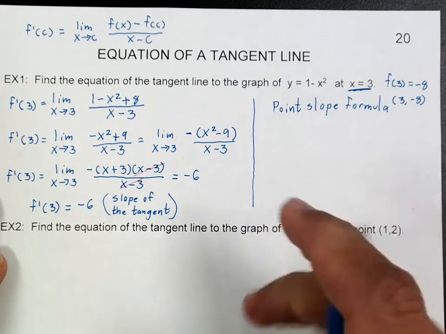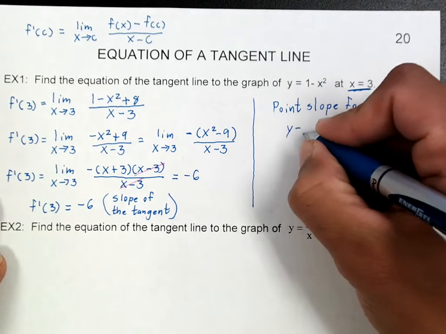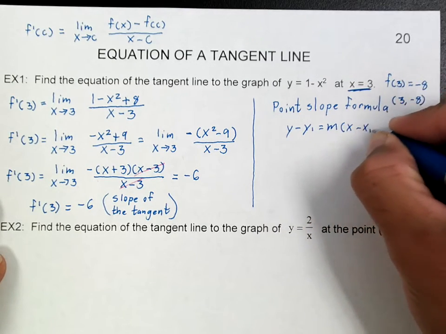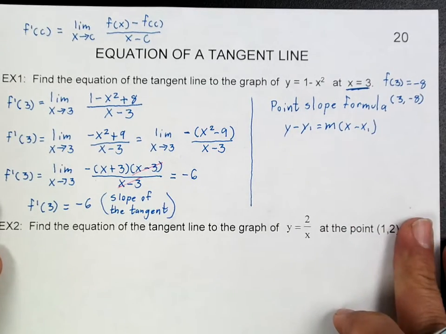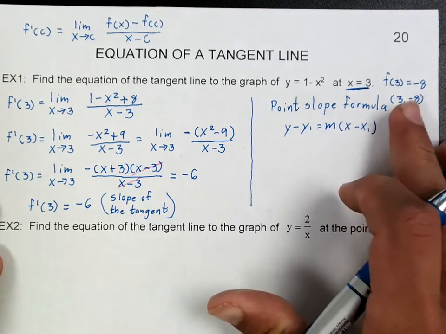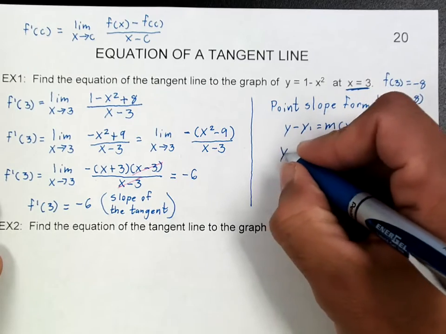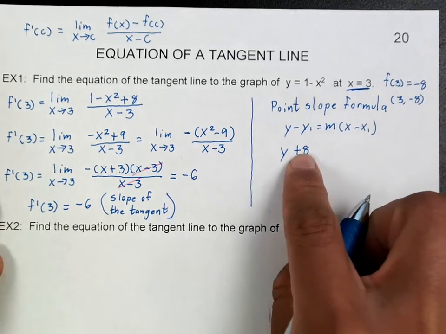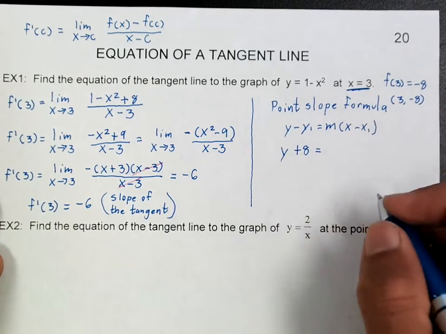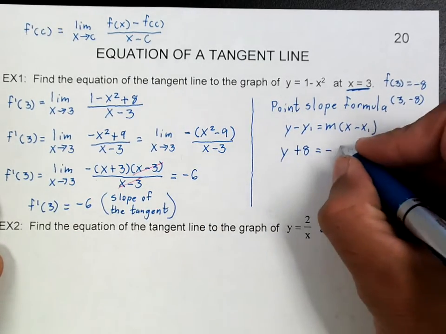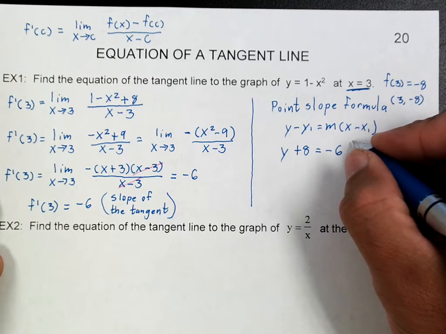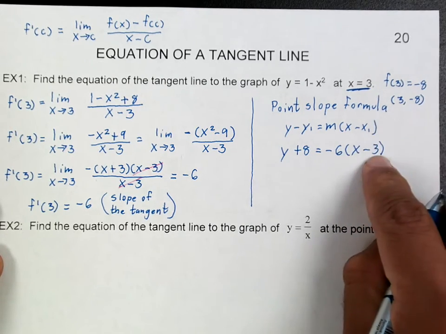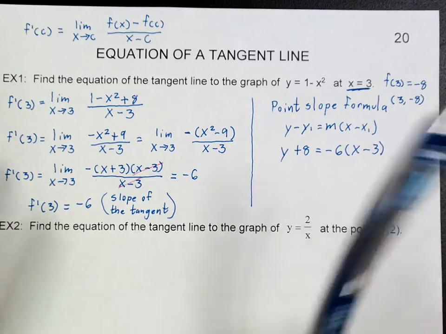Okay. So remember, this would be y minus y sub 1 is equal to the slope times x minus x sub 1. Like that. Where x1 and y1 is that point right here. So we're going to have y plus 8. Notice that we have a negative 8, makes it a positive 8, is equal to the slope. The slope was negative 6. And we have x minus 3, right? Notice that that's the x value here.